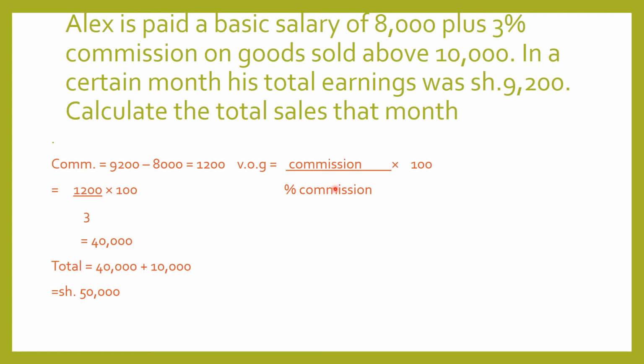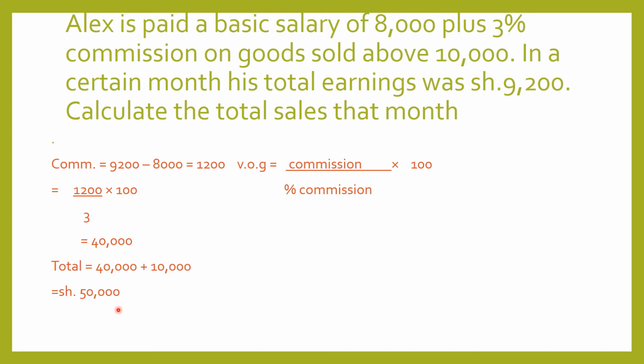Commission over percentage commission times 100. So 1,200 over 3, which is our percentage commission for today, times 100. By 3 here is 1, by 3 is 4. So 4 with 4 zeros is 40,000. What do we do with this 10,000? You add. So in total, the total value of goods sold is 40,000 plus 10,000, which will give you 50,000. Very easy.